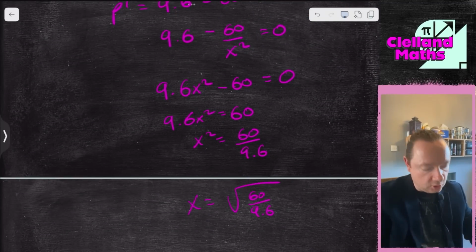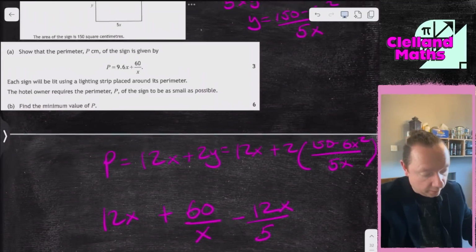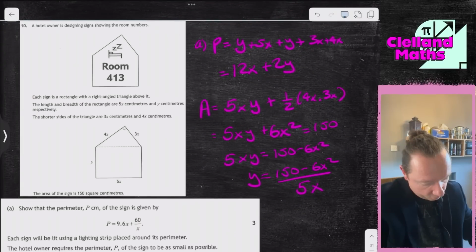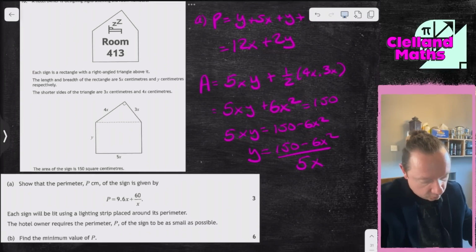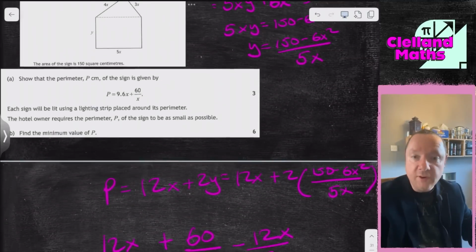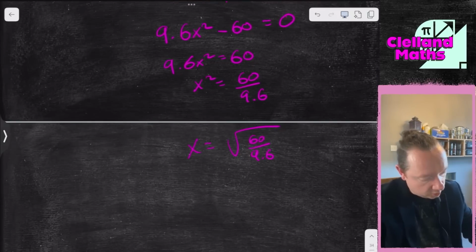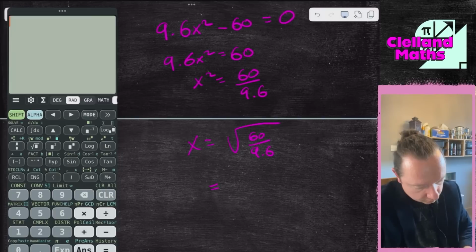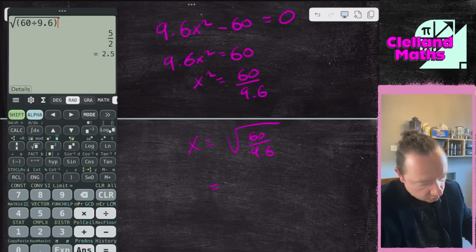And I'm pretty sure the question told you that x would be greater than 0. It has to be anyway. Does it say anything about it? It doesn't, but once we square root that, we can't have a negative x because you can't have a negative length. So that will just be a positive, which is 2.5, because x cannot be minus 2.5.